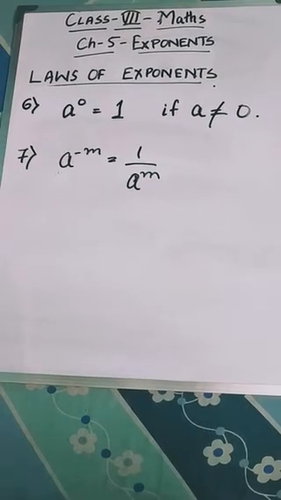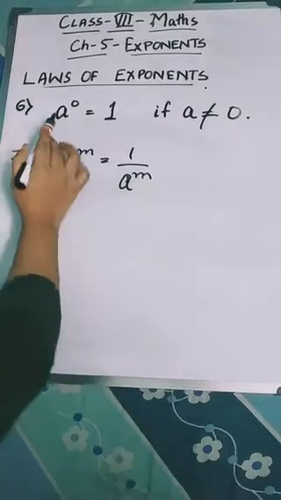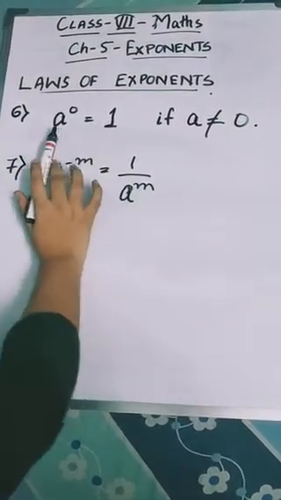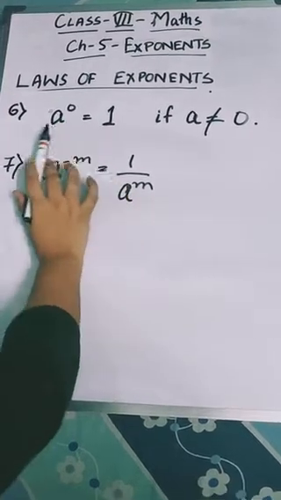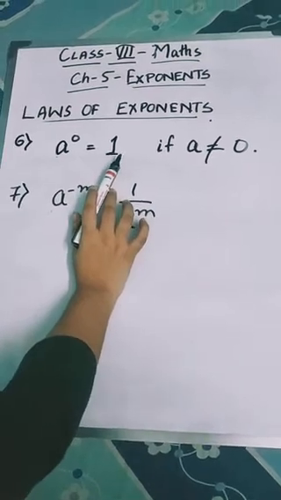Then is law 6: a to the power 0 is equal to 1. Whatever number it is, if a is not equal to 0. It should not be 0. If it is 0, the result will also be 0. If it is 1 to the power 0, it will be 1. 2 to the power 0, it will be 1. Any number to the power 0 is equal to 1.